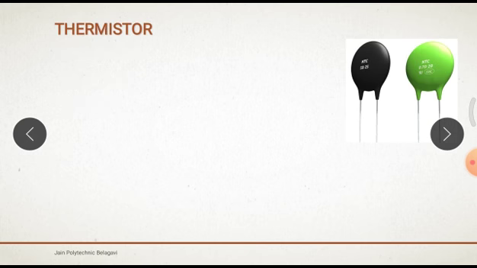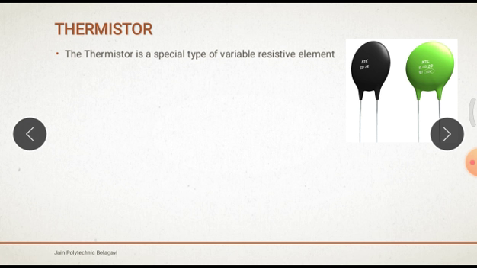First, the thermistor. What is a thermistor? A thermistor is a special type of variable resistive element. It is a temperature dependent resistor made up of semiconducting material whose resistance varies with the change in temperature. If you change the temperature, the resistance will change. So it is called a temperature sensing device.